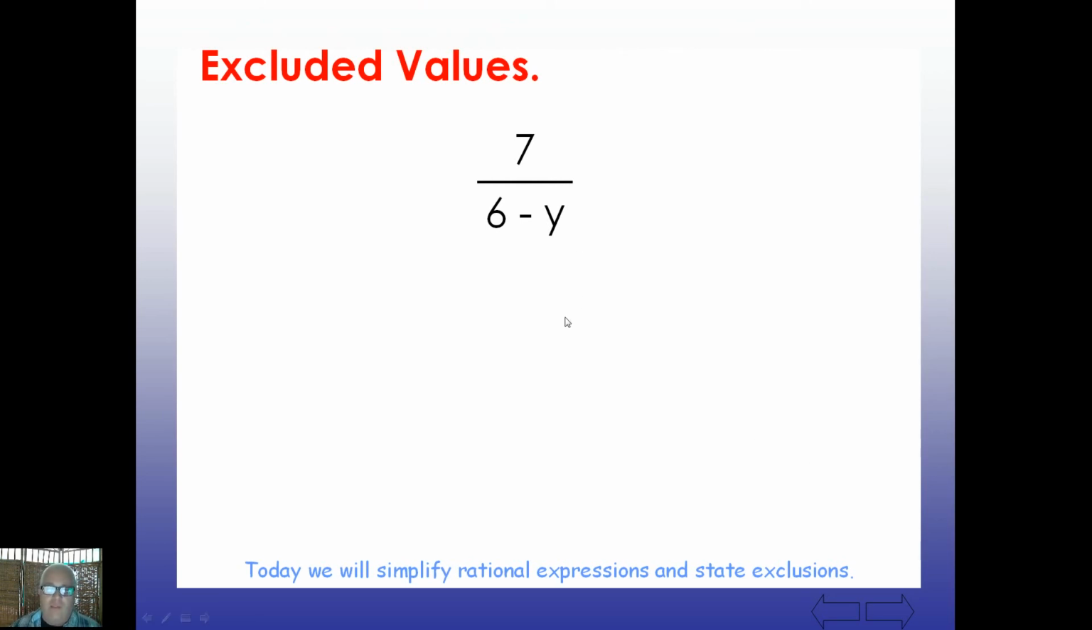All right, 7 over 6 minus y. Now, we cannot have this denominator equaling 0. So what value for y would make the denominator 0? So let's see, if you put a 0 here, 6 minus 0, that'd be 6. That's okay. What if you put a 1 there? 6 minus 1 would be 5. That's okay also. What value here would make this whole piece at the bottom 0?